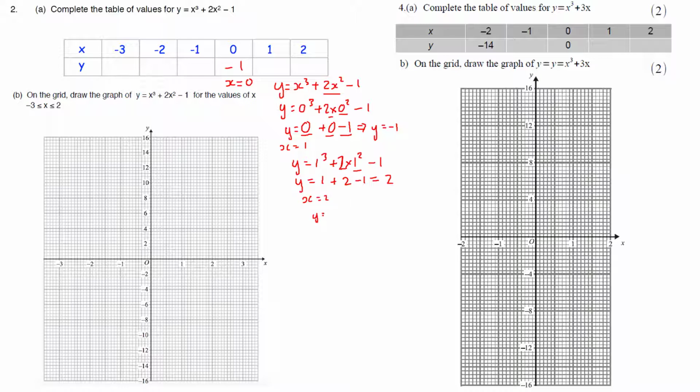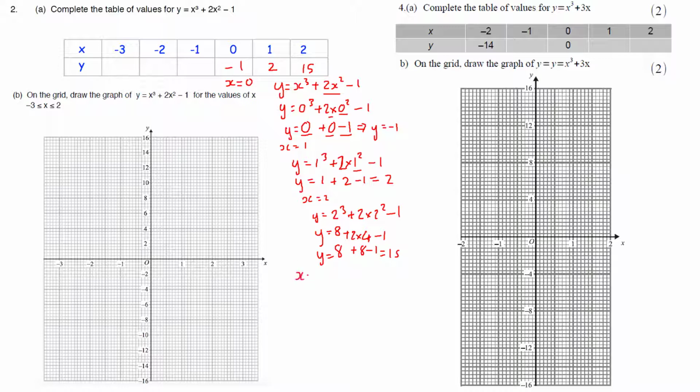So you remember it's y equals x cubed. So you've got 2 cubed plus 2 times 2 squared minus 1. So 2 cubed is 8. 2 squared is 4. And you're timesing that by 2, minus 1. So you're going to get 8 plus 8 minus 1. So here y equals 15. And I work that out, x equals 2 here. So it's the negative numbers that are going to be your challenge.